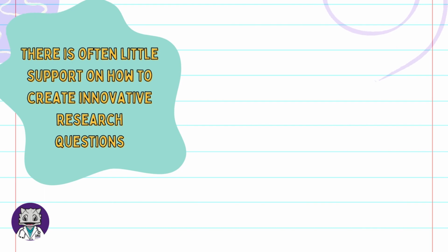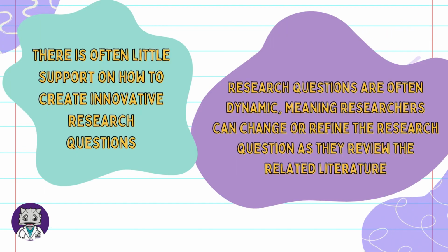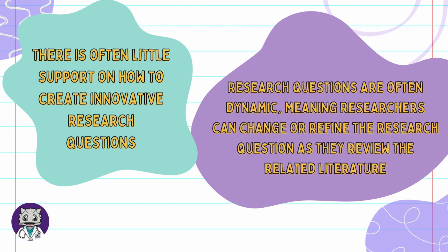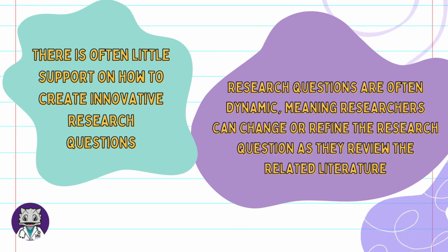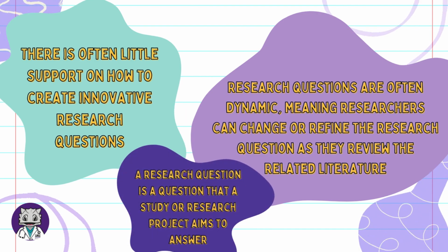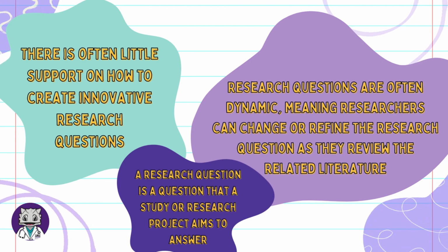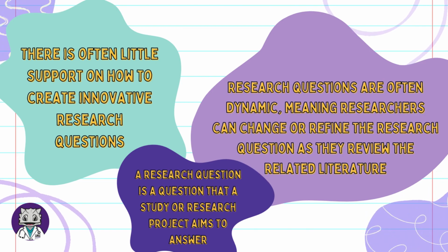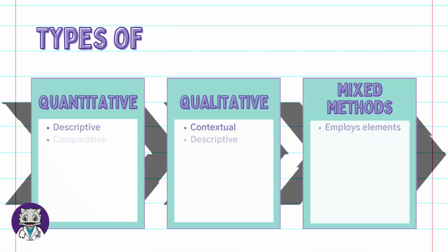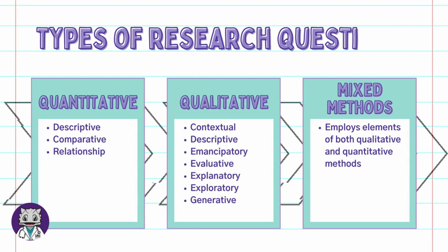There is often little support on how to create innovative research questions. If you are having difficulty developing a research question, the best way to remedy this is by reading research on your topic of interest that has already been published. Often, reading about what others are doing in your area of interest can prompt great ideas for research of your own. There are three main types of research questions that we will cover.